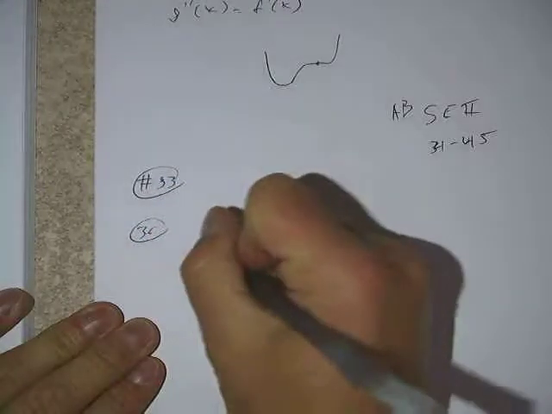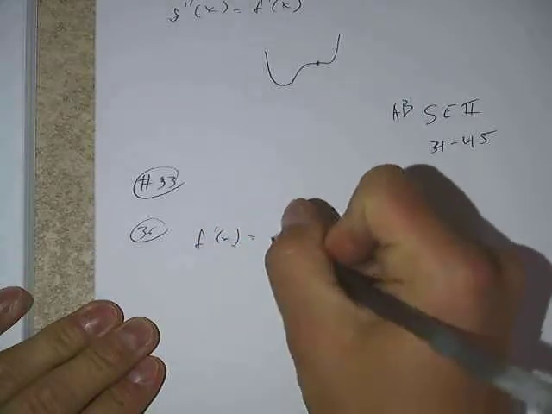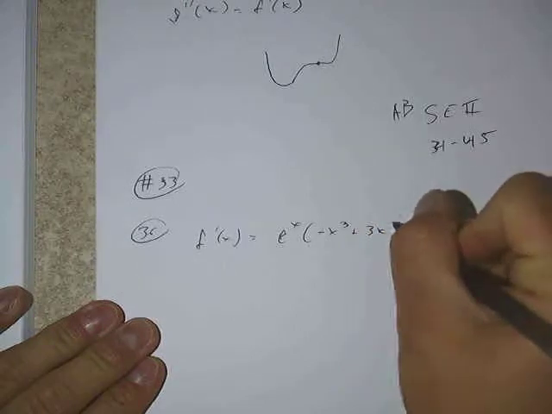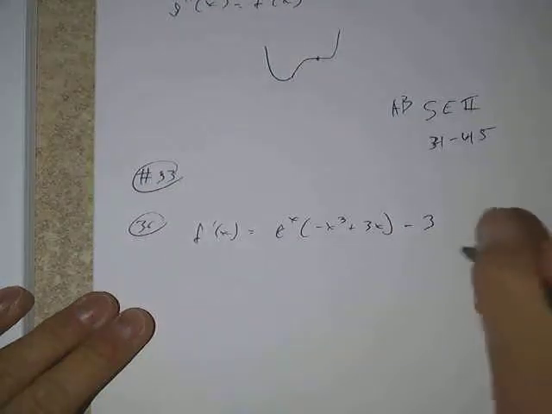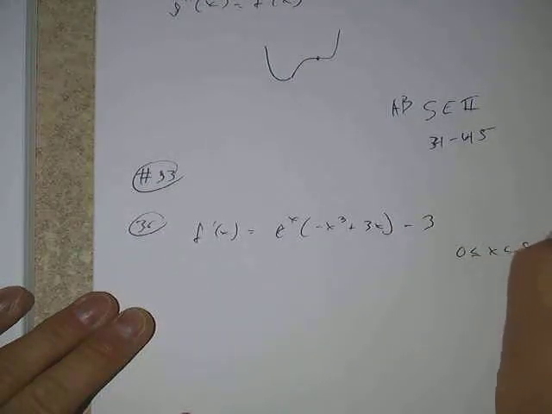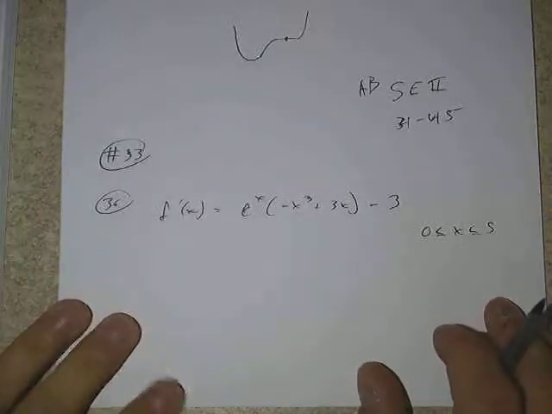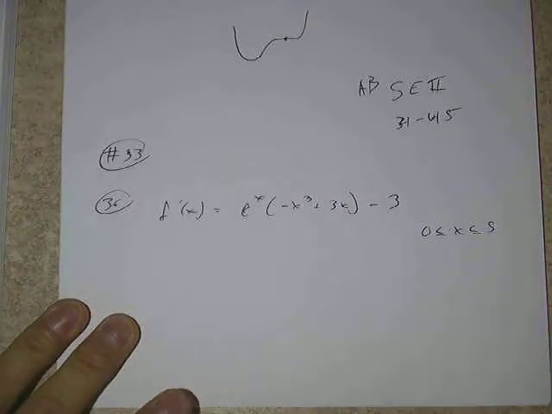Alright, 36. It says the derivative of a function f of x, f prime of x, is given by e to the x times negative x cubed plus 3x minus 3. And we're dealing with the interval 0 to 5. It's a closed interval, keep in mind. The question says, at what value of x is f of x an absolute minimum? So we're looking for an absolute minimum here.